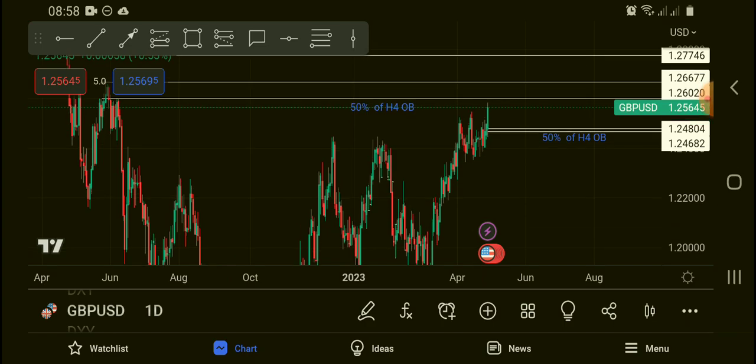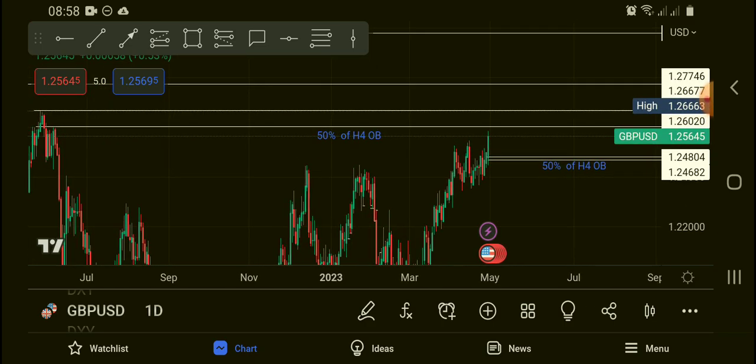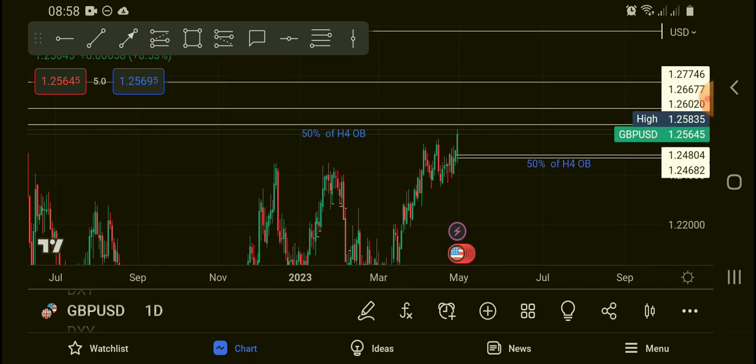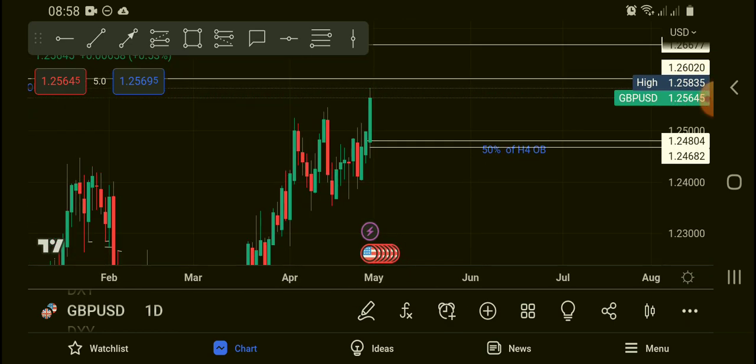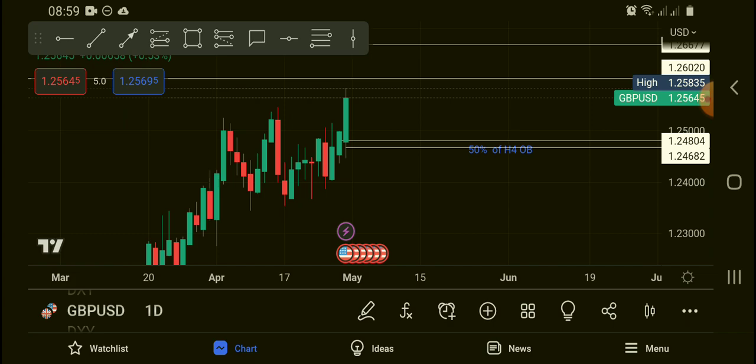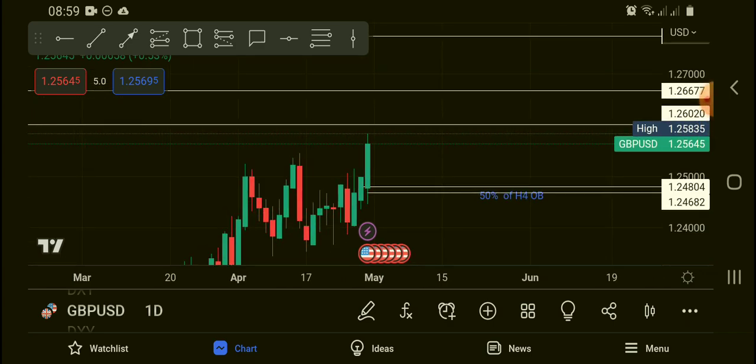So guys, basically that's what I'm looking at for this upcoming week. I'm expecting price to be bullish, and I'm expecting price to first of all get to the 50% of this H4 order block before any bullish move. So basically that's what I'm looking at for next week.